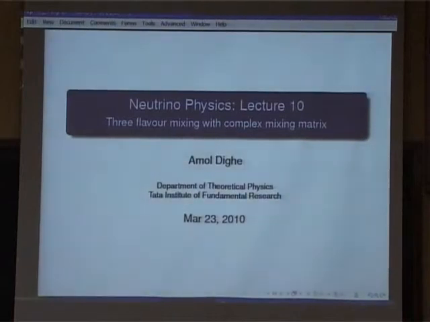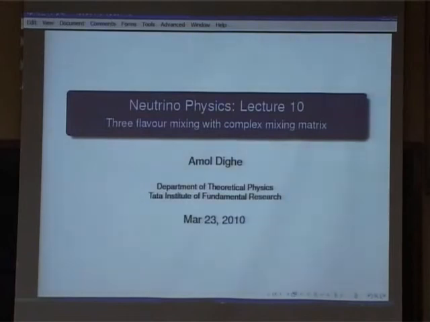So what we saw yesterday was how to combine the two neutrino results that we knew into three neutrino results. We saw that we can define a 3 by 3 matrix U, which took us from mass eigenstates to flavor eigenstates.